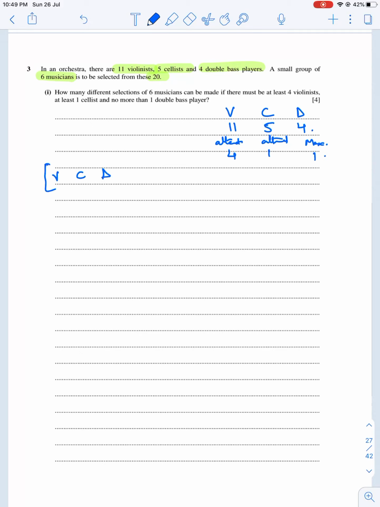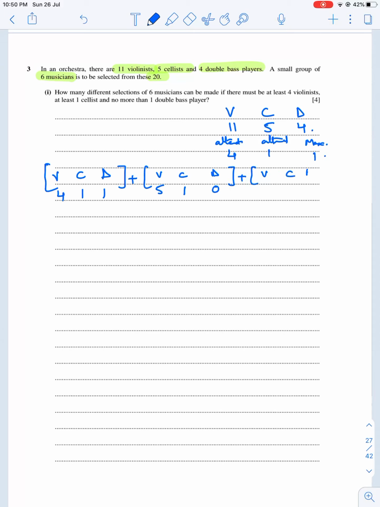So V, C, D, I'm writing it down. Okay, I'm going to put down the cases. I'm going to take 4 violinists, this is a compulsory thing, 1 cellist, and obviously in that case I have to take 1 double bass player. Okay, you can take this to be a 0 also, because it says no more than 1 double bass player. That means you can take 1, not more than that. And even if you don't take any, that is also okay. So if I take 5 here and 1 here, that will make 6.